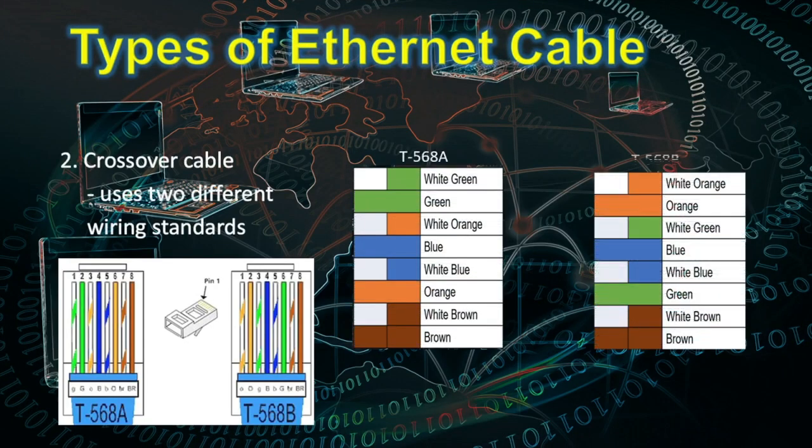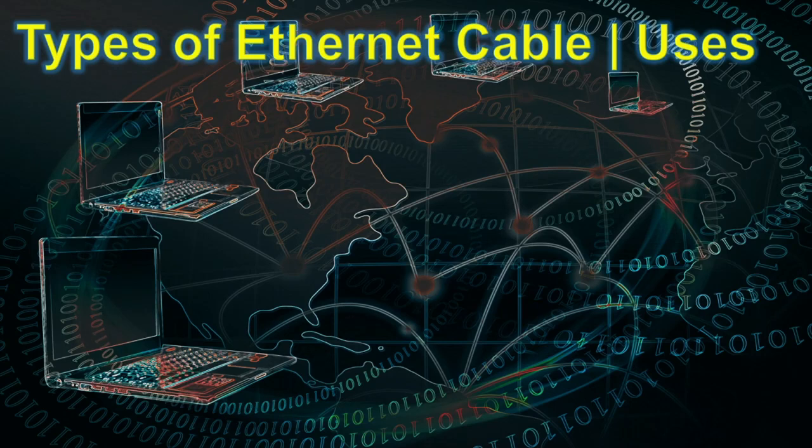Unlike straight-through cable, crossover cables use two different wiring standards. One end uses the T568A wiring standard, and the other end uses the T568B wiring standard. It shows here that the wire pairs are swapped. Pin 1 is crossed with pin 3, and pin 2 is crossed with pin 6. The difference between the two is that a straight-through cable has both ends wired identically with T568B, while a crossover cable has one end wired T568A and the other end wired T568B.